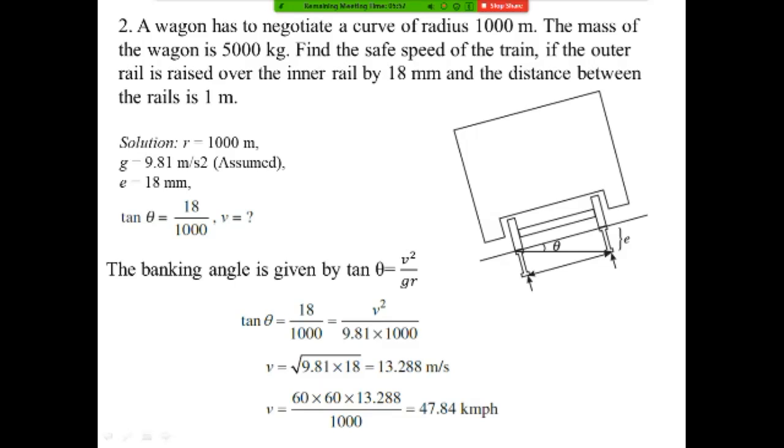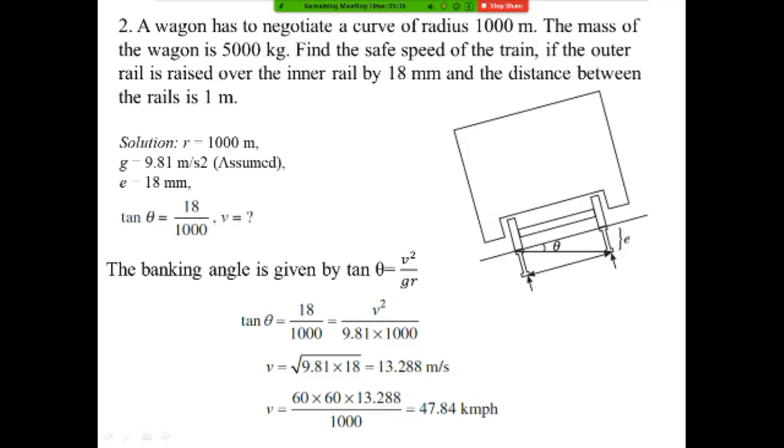The horizontal distance between the two rails is 1 meter, meter gauge. One side is higher by 18 mm. Now I will convert one side. Theta I have to find.